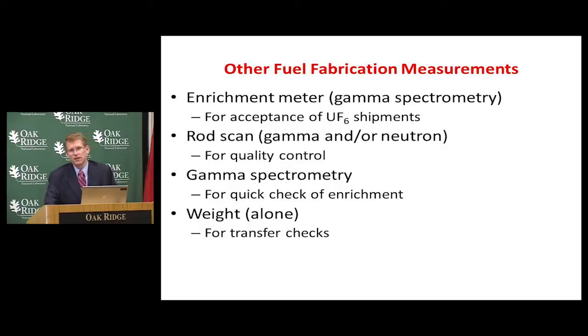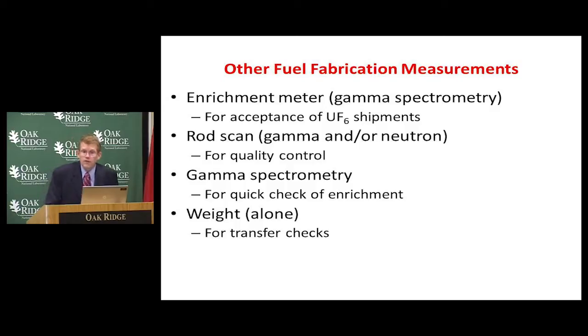For these individual fuel pins, there may be a rod scanner there, which is basically a gamma or neutron measurement instrument, which will scan the entire length of the pin. The plants use these for quality control. The agency can use this to confirm that the pins do indeed contain material. Again, gamma spec can be used for a quick check of enrichment at any point through the process.